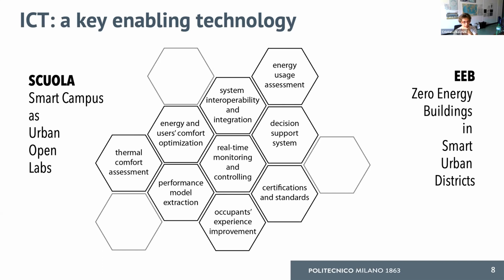The two projects are named Scuola, which in Italian is school. So it's Smart Campus as Urban Open Labs, a project that works on using the university hub, but also the residential spaces, as an open laboratory to experiment new solutions towards energy efficiency. And on the other side, we had the EEB project, where the focus was on zero energy buildings in smart urban districts.